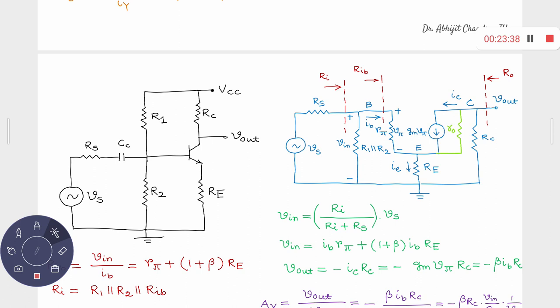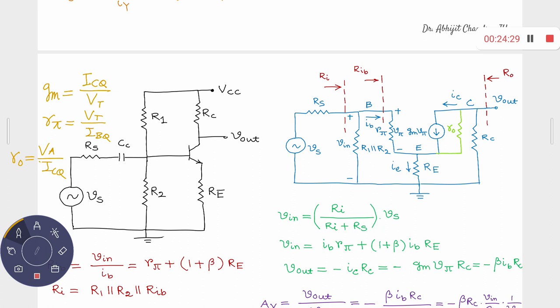Once you complete the DC calculation, you can calculate the different parameters in connection with your BJT operation, like GM, R0, R pi. You must be knowing these expressions. GM is given by ICQ upon VT. Once you calculate this ICQ, you can find R pi, which is given by VT upon IBQ. What is VT? That is the thermal voltage, KT upon Q. You have to find those GM, R pi. Remember GM, R pi, R0. What is R0? R0 is given by VA upon ICQ.